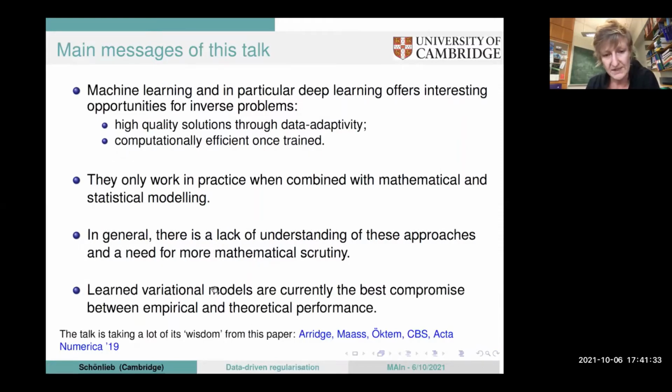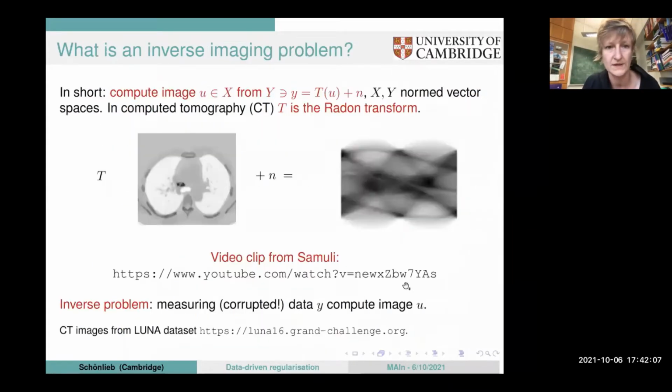And one particular thing I'm going to discuss is where we are trying to take this middle way between mathematical guarantees and performance through this data adaptivity, this capability of neural networks to learn models. These are learned variational models, where we are learning a regularization and fit that into a variational reconstruction approach. And this is what I'm in particular going to present later on.